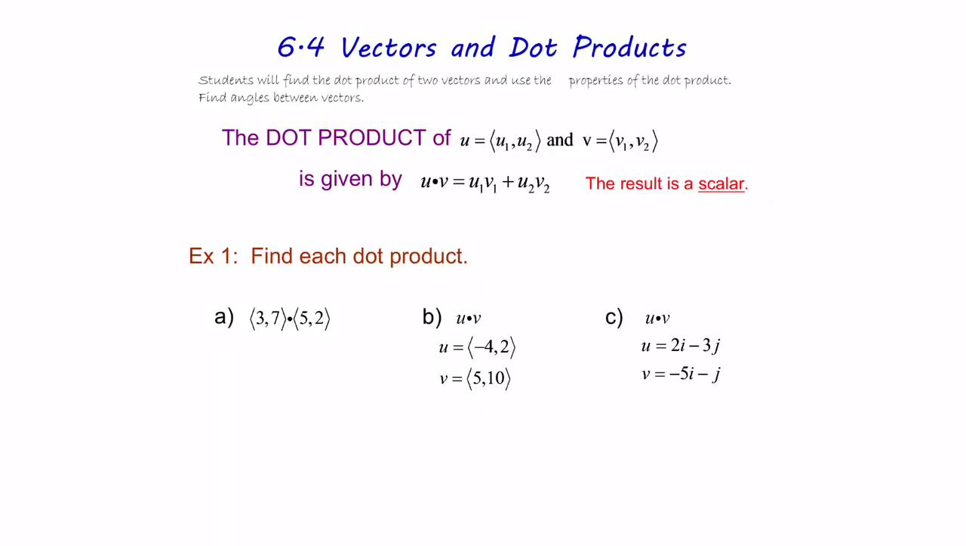Section 6.4, vectors and dot products. We're going to be finding the dot product of two vectors and use the properties of the dot product to find angles between two vectors. First thing is, what is the dot product?